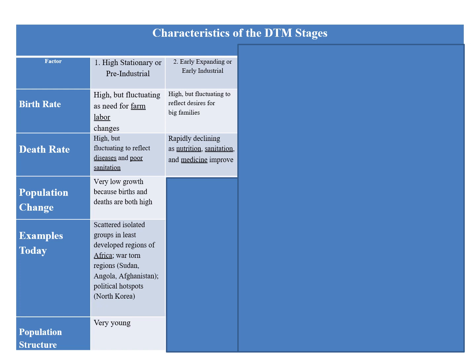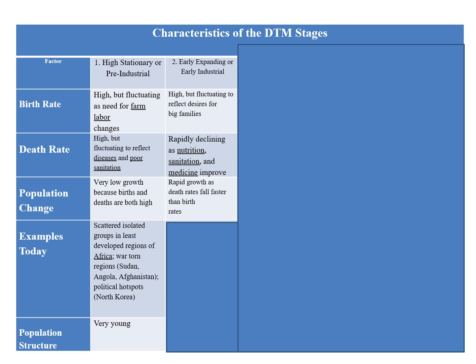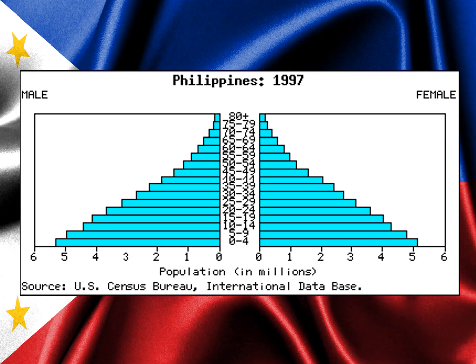So now women may still be having 6 children, but now maybe 5 of those children are surviving, which means we're going to have rapid population growth as we have high birth rates and low death rates. All countries have gone through stage 2, and when a country's in stage 2, this is what their population pyramid is going to look like. It's going to be a traditional pyramid shape.